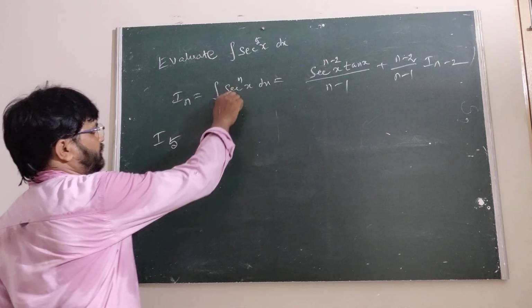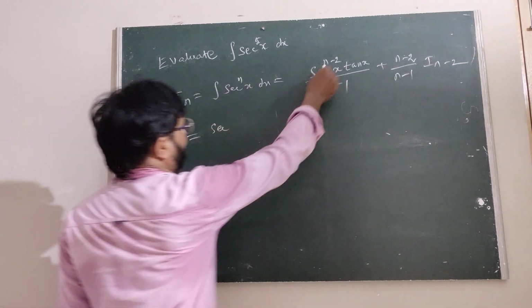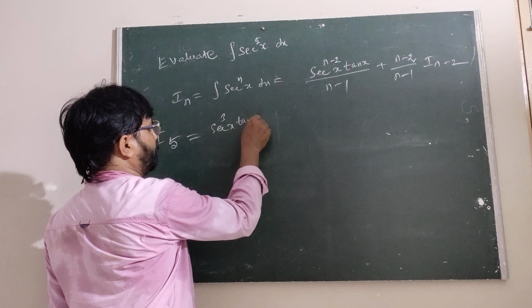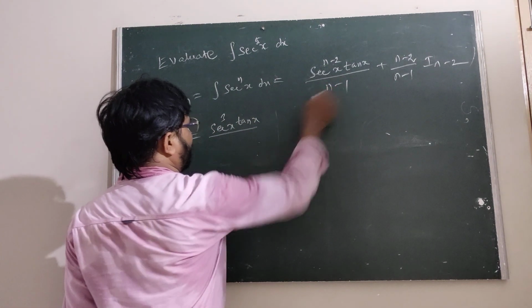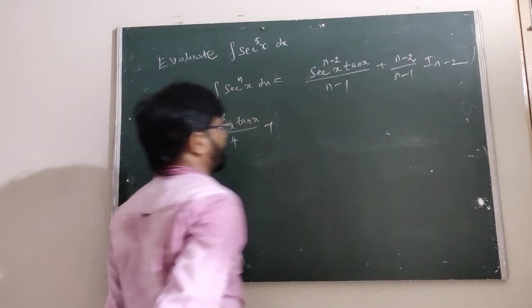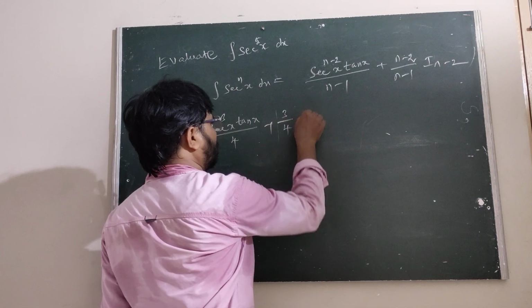I 5 is secant power 5 x. That is, put n equals 5. 5 minus 2 is 3, into tan x. 5 minus 1 is 4. 5 minus 2 is 3. 5 minus 1 is 4.